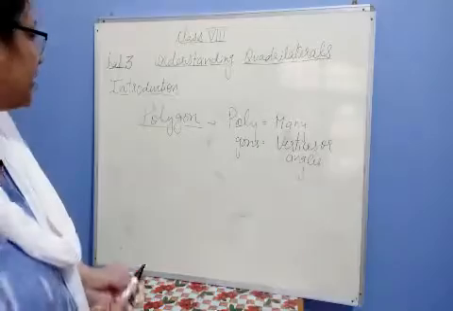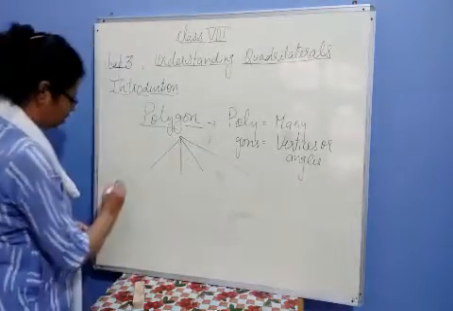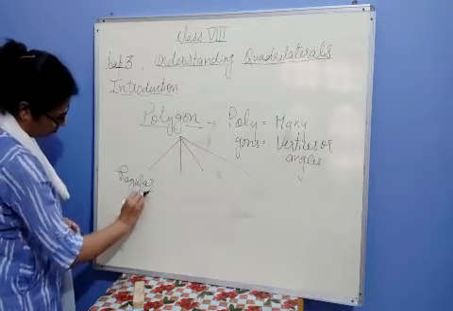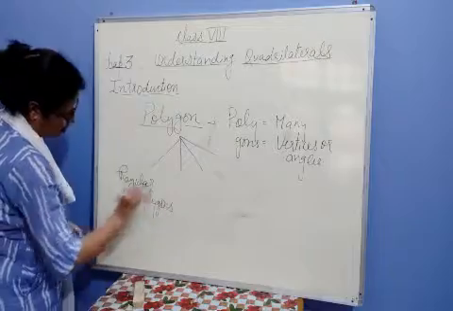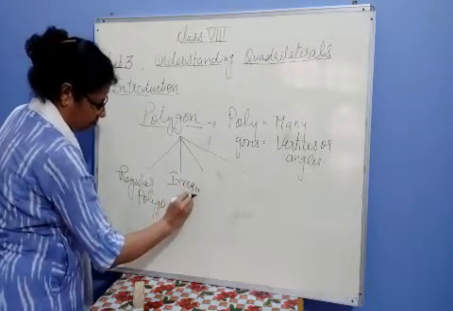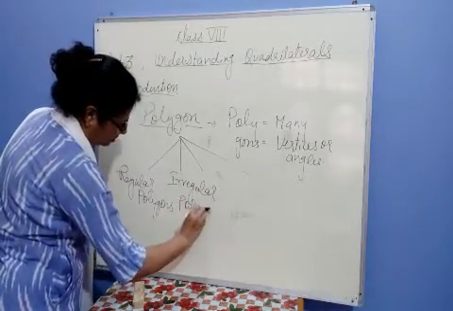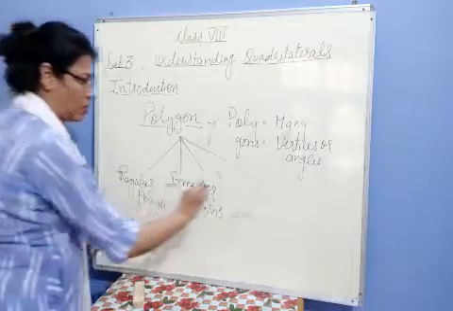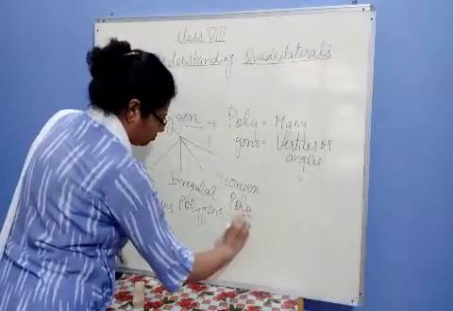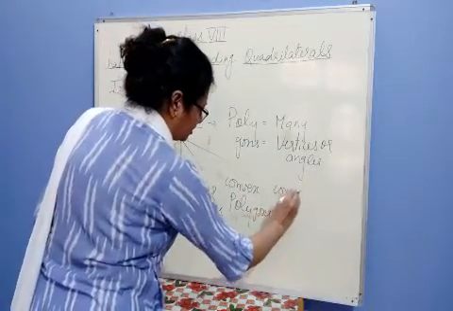Now this polygon is again divided into 4 parts. First is called regular polygons. Now next is irregular polygons. Next, convex polygons. And the last is concave polygons.